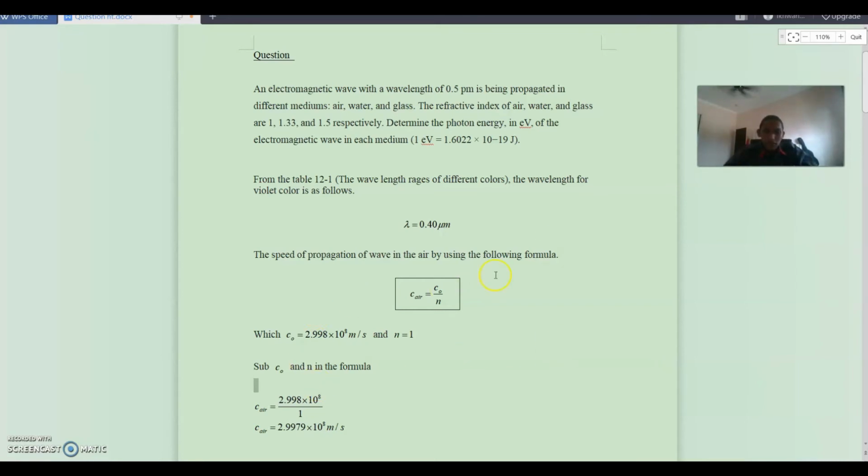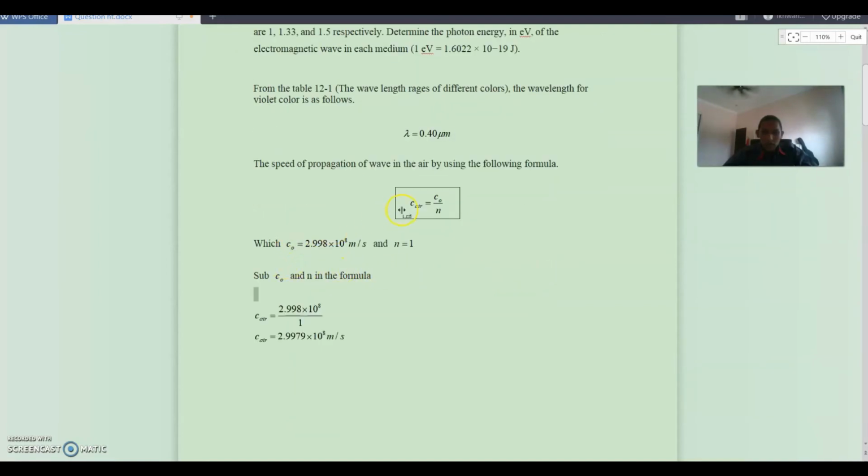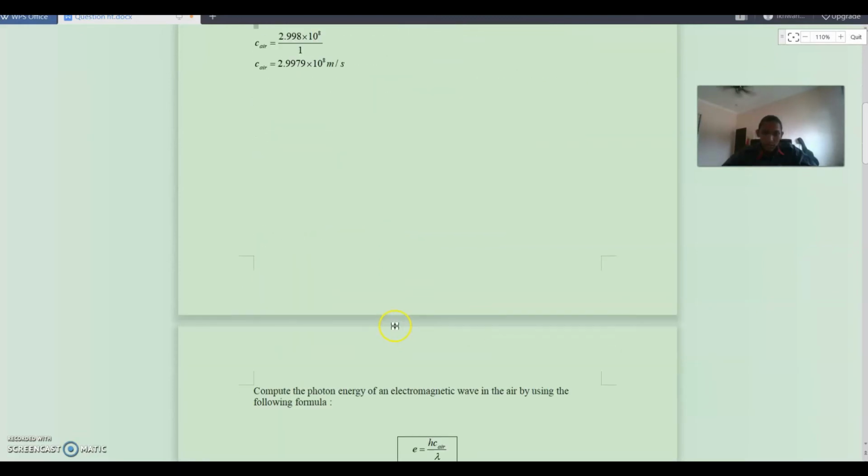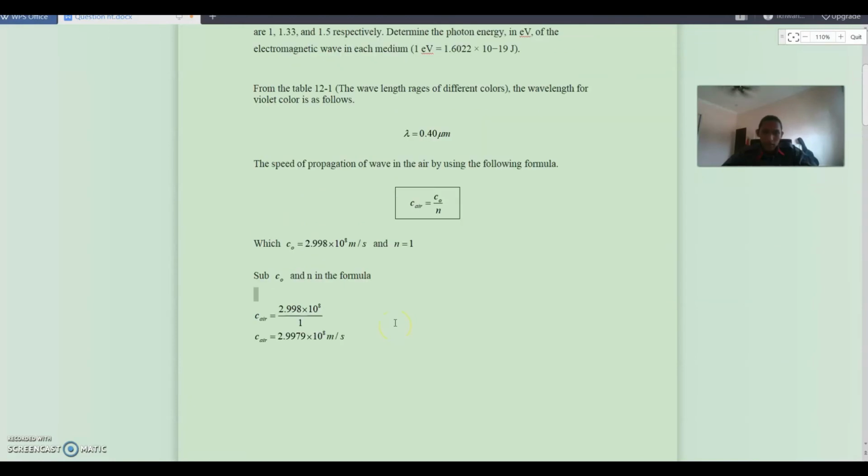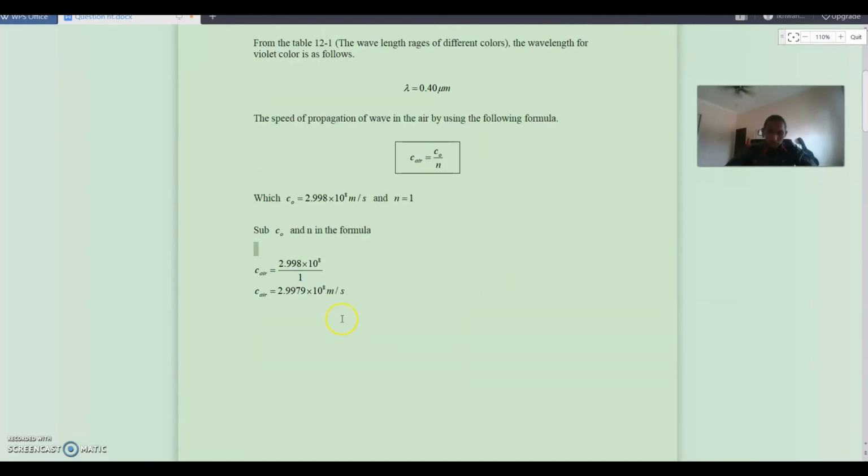To get the photon energy, we must calculate the speed of propagation of the wave. In this question, c0 is the speed of light, which is 2.998 to the power of 8, and n is the refractive index, which for air is equal to 1. So we substitute c0 and n in the formula. So we get c of air is equal to 2.9979. So that is the speed of propagation of the wave in air.